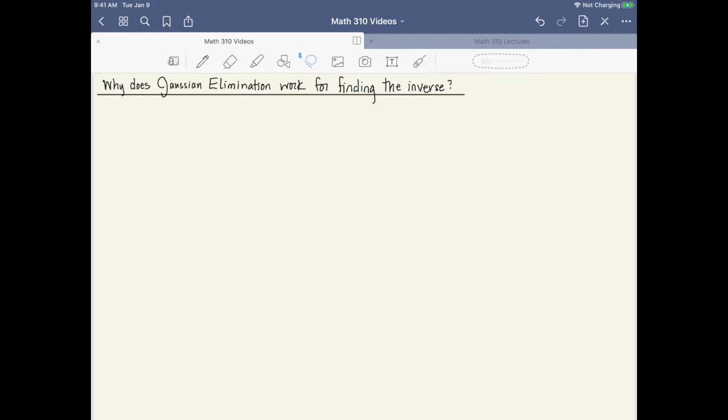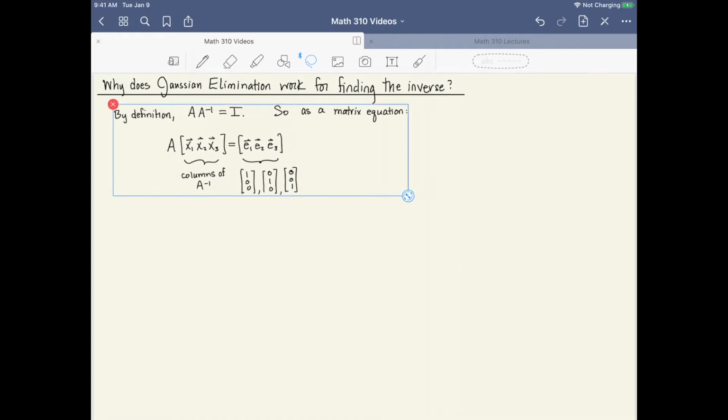In this video, we're going to discuss why Gaussian elimination actually works for finding the inverse of a matrix, and then go over a couple of quick examples. So why does Gaussian elimination work? Well, let's think about what it means to be the inverse of a matrix. By definition, A times A inverse is equal to the identity.